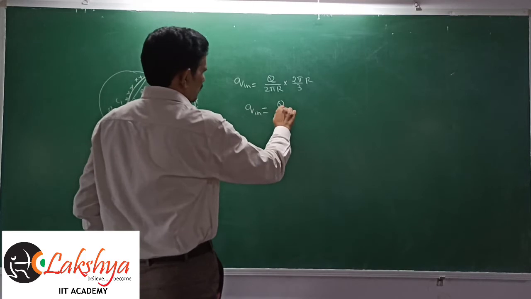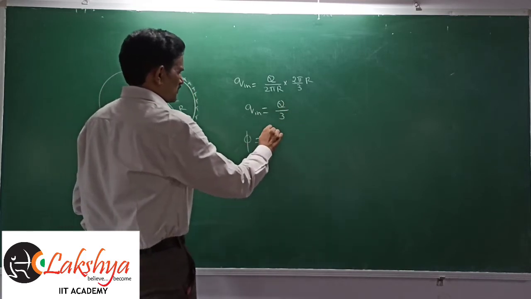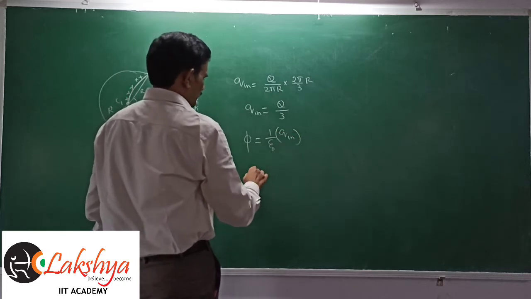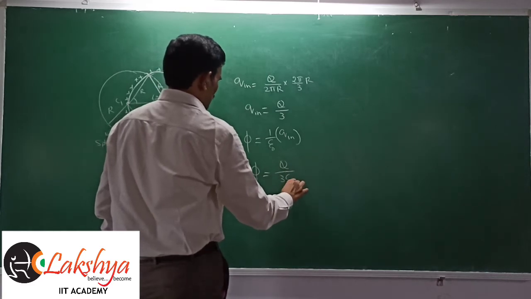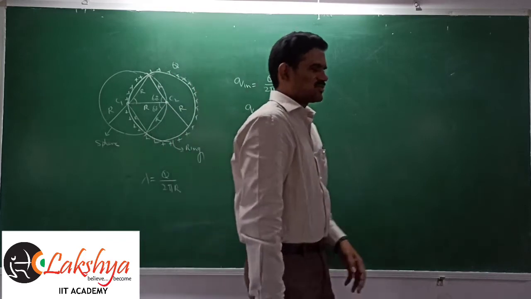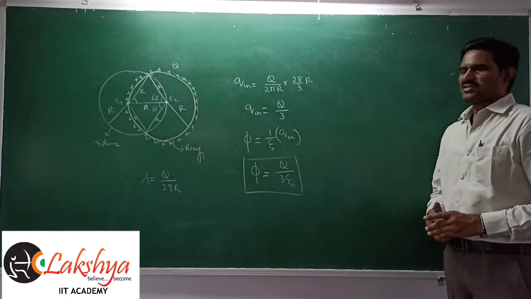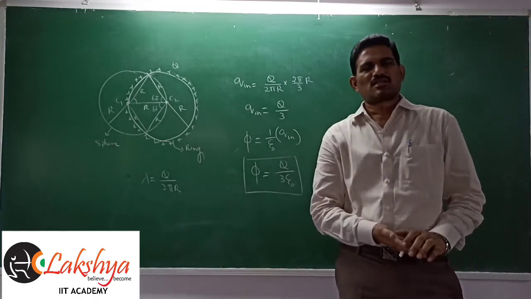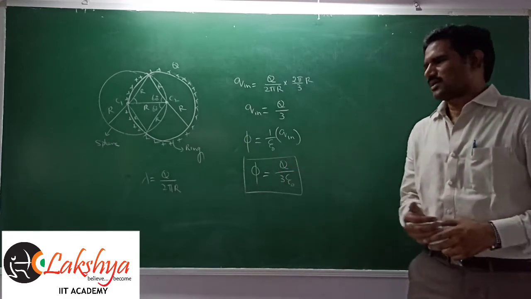And therefore the flux passing through that surface we can write as 1 by epsilon naught times Q in. And therefore it is Q by 3 epsilon naught we can write. So it is the flux passing through that. Such simple types of questions will be there. You just need to calculate, using the given information, what is the charge enclosed by the surface. If you are able to calculate the charge enclosed by the surface, then you can automatically calculate the flux passing through the given surface.